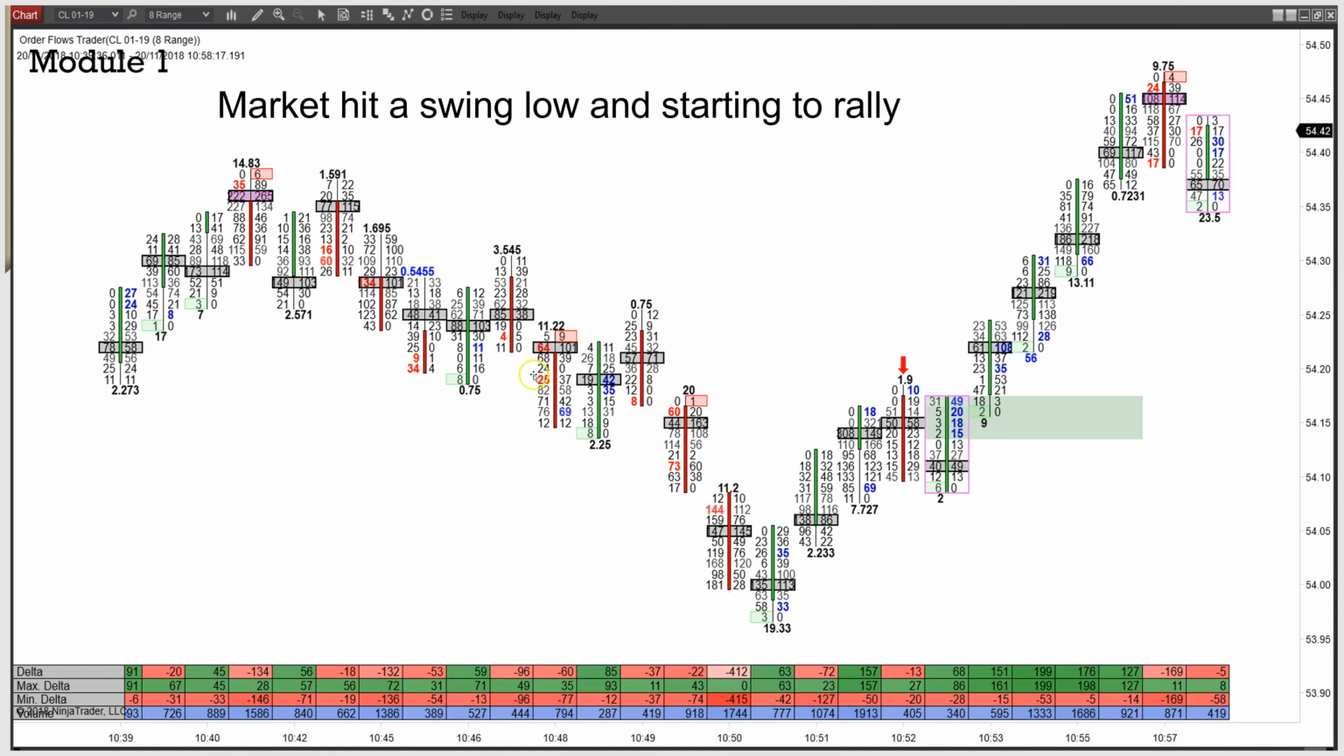So this is a great example, right? This market's selling off, hits this low, starts rallying up, then boom, you got stacked buying imbalance. But if you're looking at this low, anytime you hit a low, you got to start asking yourself, what's going to happen? Are we going to continue lower, or are we going to turn around and rally? Okay, and one of the clues is imbalances.